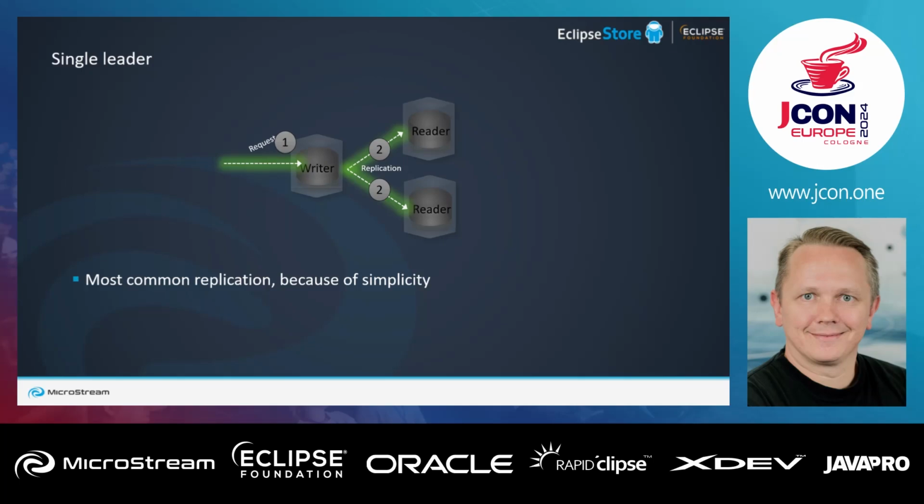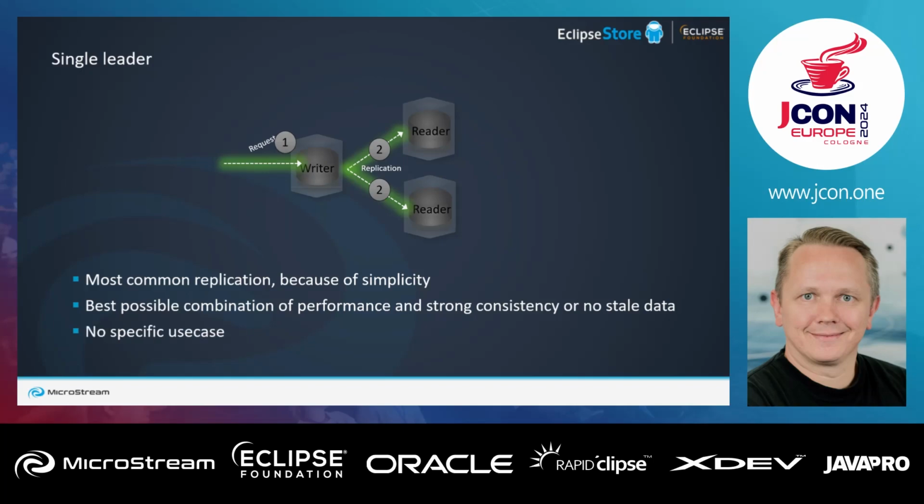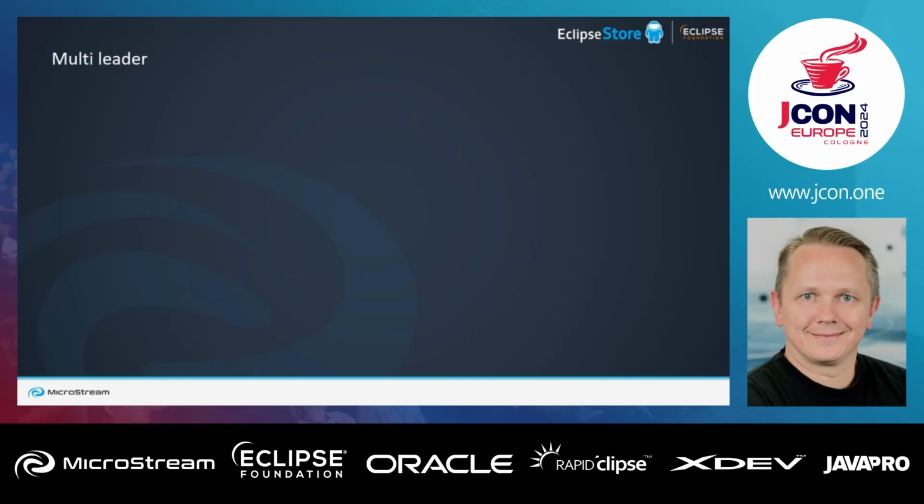Most common replication is that because of the simplicity. It works great, and is the best combination of performance and strong consistency, or no stale data at the end. And especially for this, there is no specific use case. When we talk about different leader architecture, mostly it's because of a specific use case, especially the multi-leader.